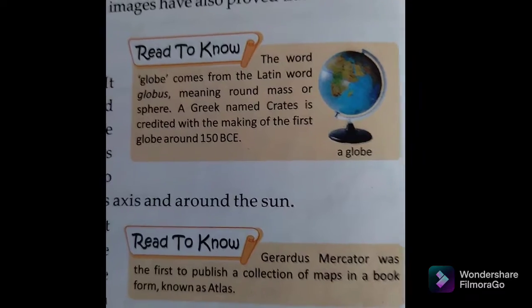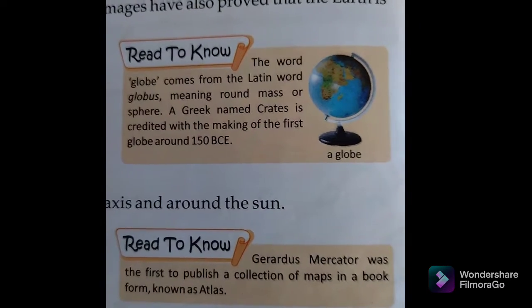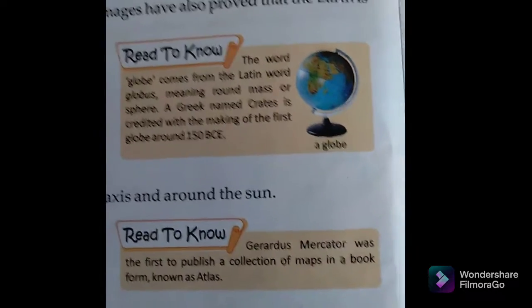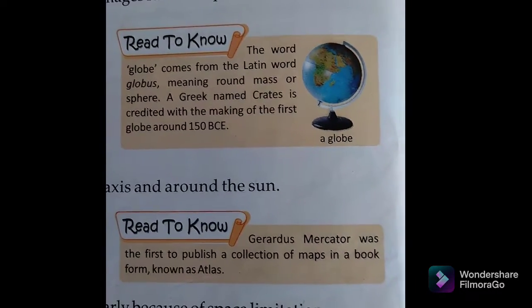The word globe comes from the Latin word globus, meaning round mass or sphere. A Greek scholar, Crates, is credited with the making of the first globe around 150 BCE.